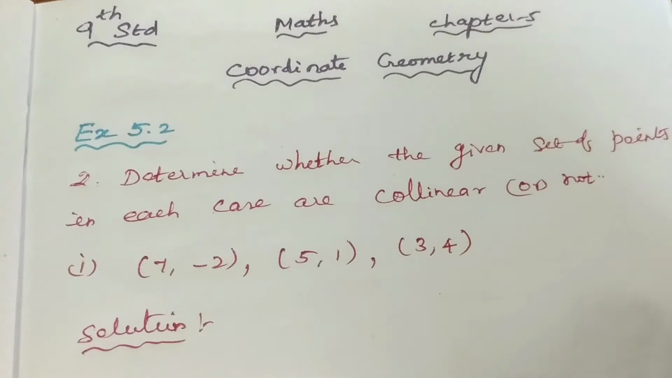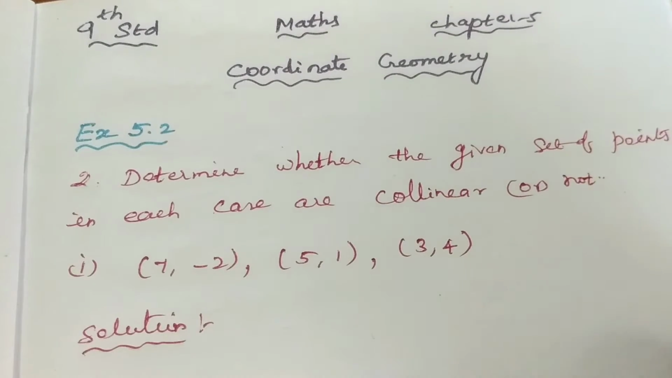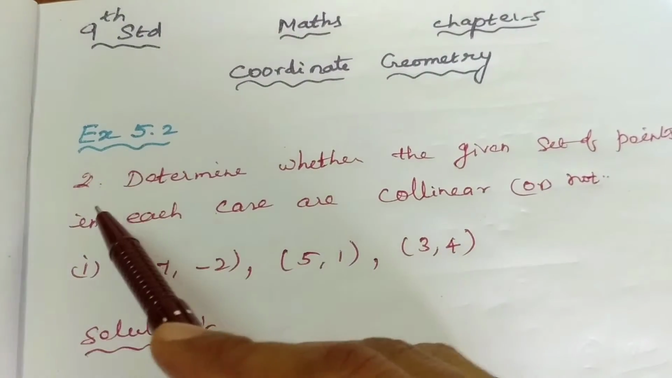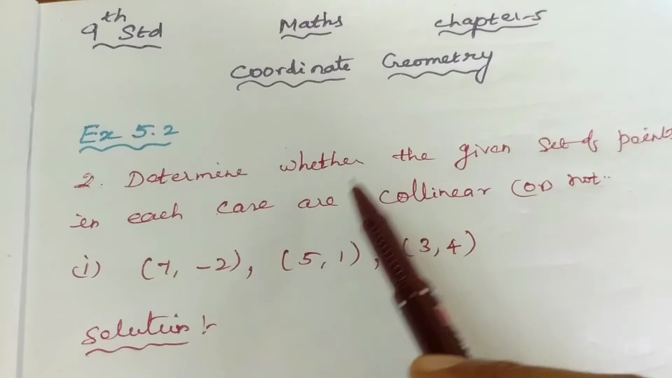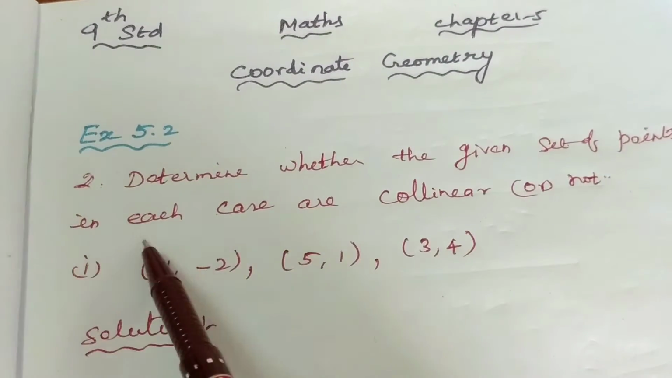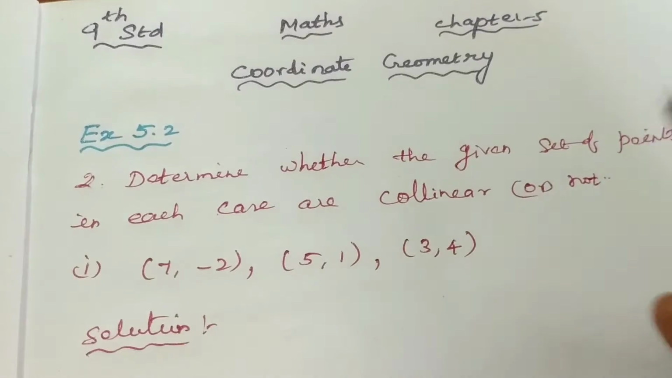Hello students, in this video we are going to learn 9th standard maths chapter 5 coordinate geometry exercise 5.2 second sum. Determine whether the given set of points in each case are collinear or not.